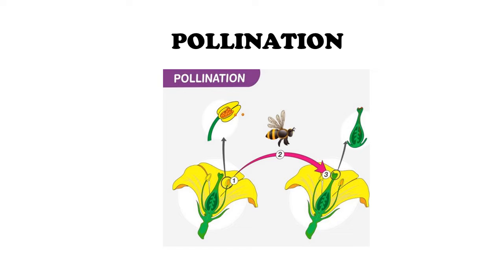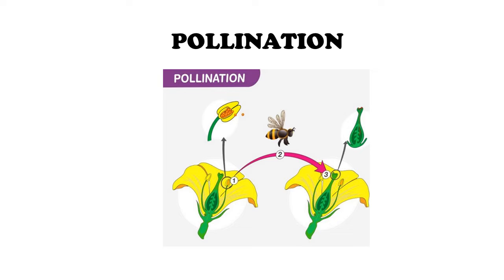The transfer of pollen grains from an anther to a stigma is called pollination. Understood, students?